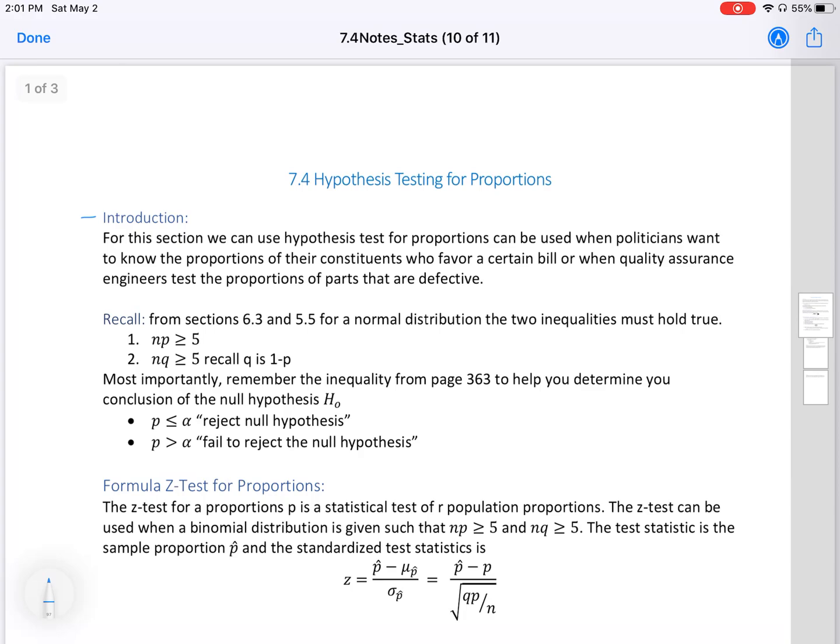Introduction. For this section, we can use hypothesis test for proportion. This is used when politicians want to know the proportion of their constituents who favor a certain bill, or when quality assurance engineers test the proportions of parts that are defective.